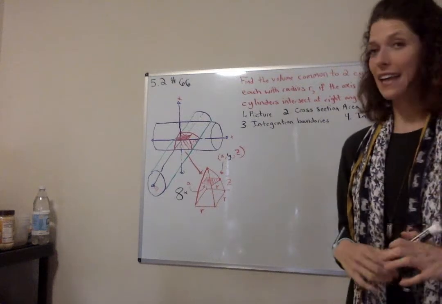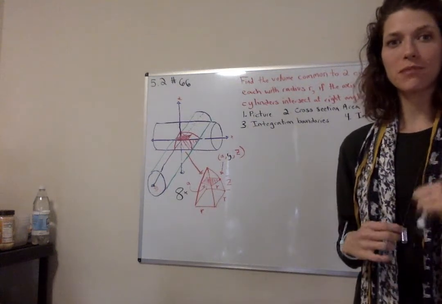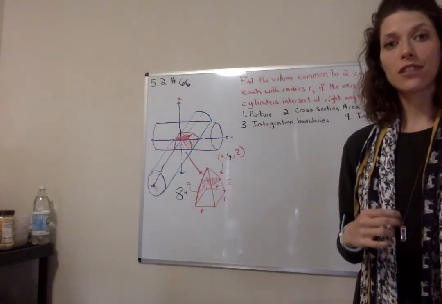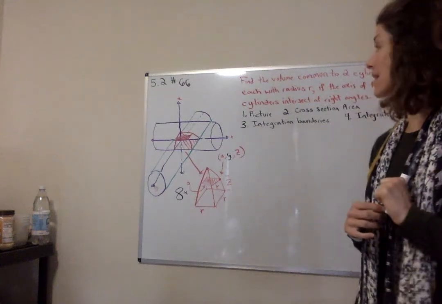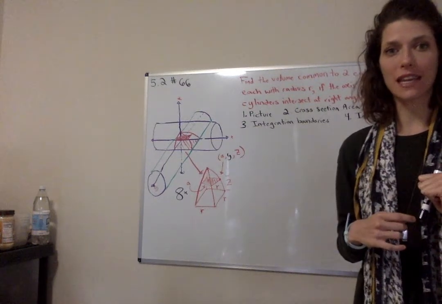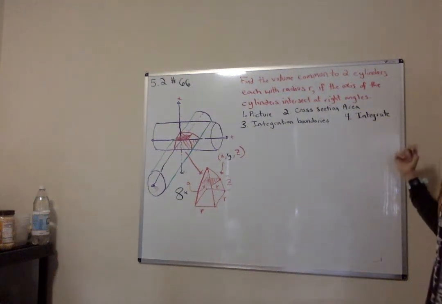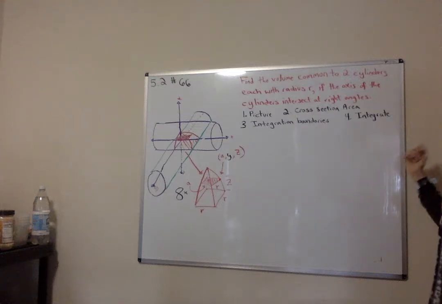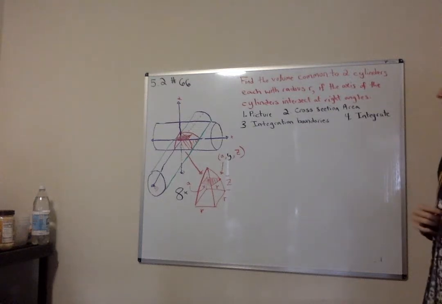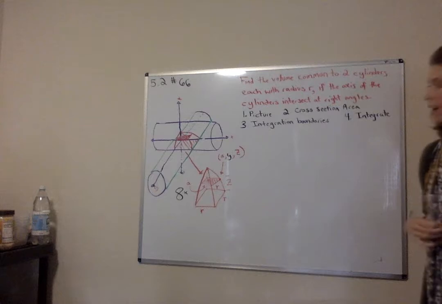Today we're going to be looking at calculating volumes using integrals. And the first problem we're going to look at is section 5.2, number 66. This problem asks you to find the common volume to two cylinders, each with radius r, if the axes of the cylinders intersect at right angles.